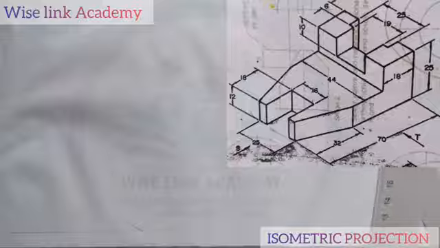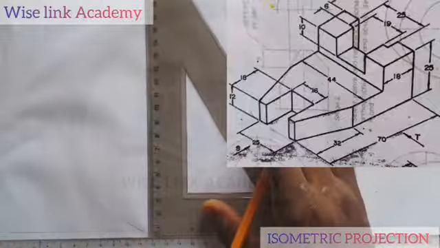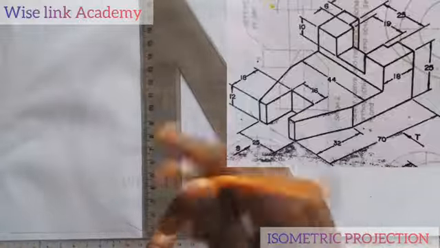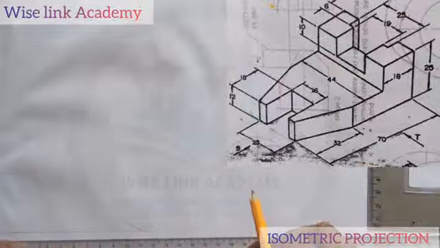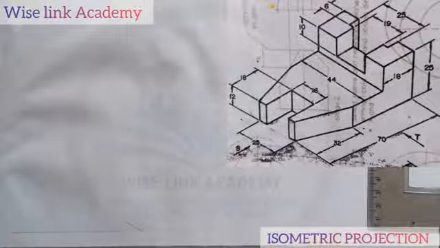My next task is that I will place my set square or my T-square this way and draw a vertical line upward. This is what we mean by the isometric axis. Now, for my diagram, I need three things: the length, the breadth, and the height.